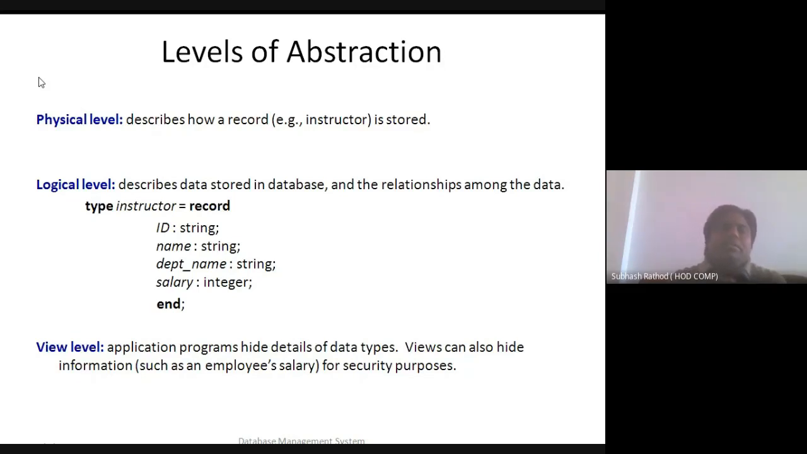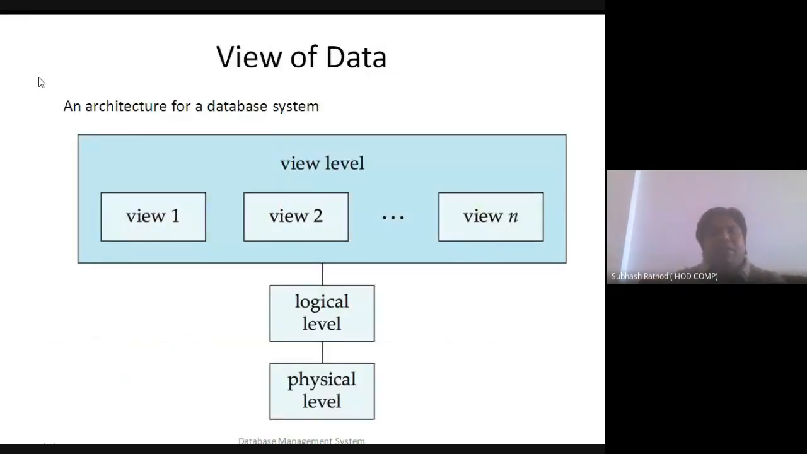There are three levels of abstraction: physical level, logical level, also called the conceptual level, and view level. Moving forward, this is the architecture of a DBMS system: view level, logical level, and physical level. A question may come in the exam: explain the levels of abstraction or explain the levels of transparency. You should draw this diagram and explain these levels. That's it.